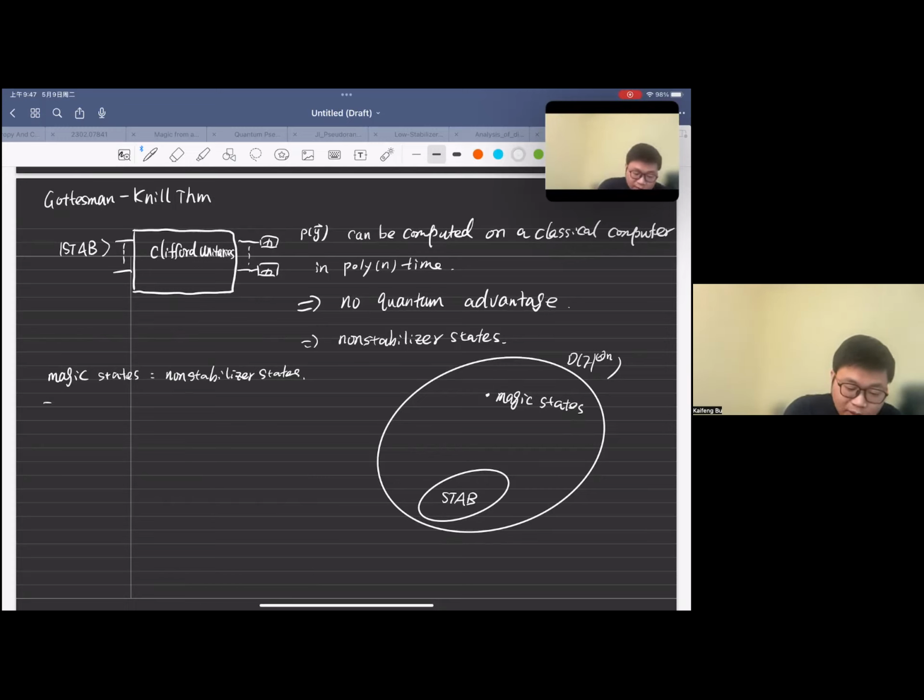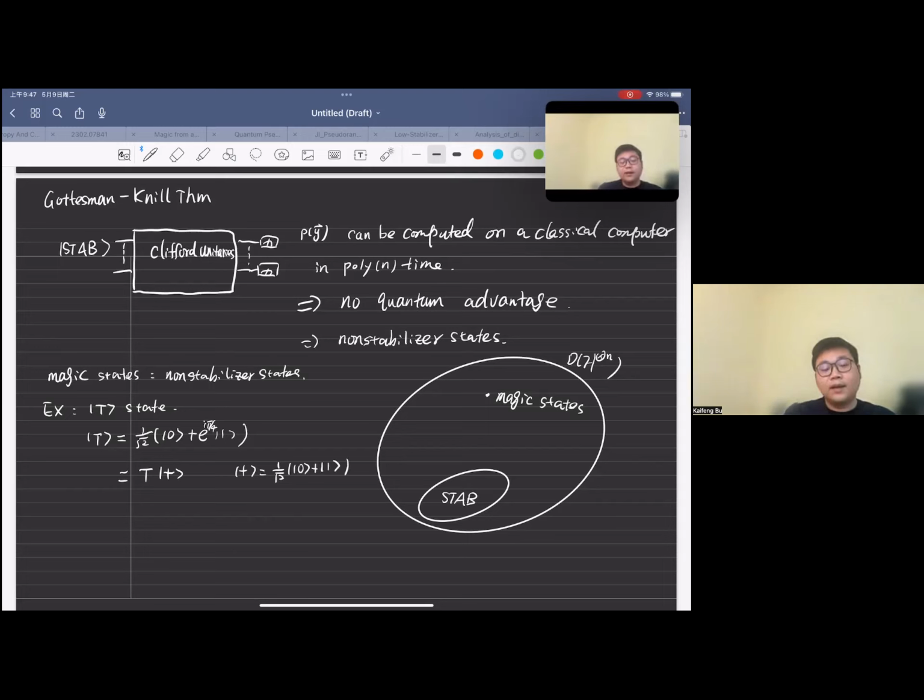Let me give a simple but widely used example of a magic state called the T state. The T state is very simple. It's just a uniform superposition of 0 and 1, but with an additional phase e to the i pi over 4. This state can be written as the action of T on the plus state. Plus is the uniform superposition of 0 and 1, which is the eigenstate of Pauli X. And T is the single qubit diagonal gate with 1 and e to the i pi over 4 on the diagonal.